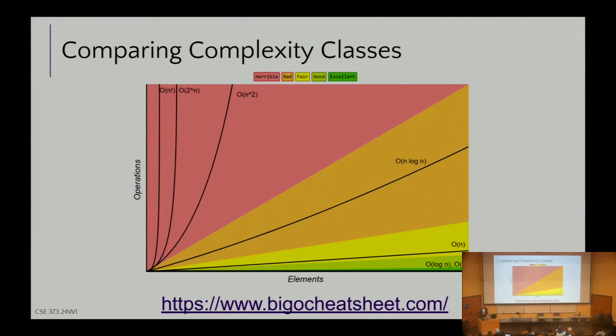An example of O of n factorial is BOGO sort. If you're not familiar, BOGO sort is like taking a deck of cards and throwing them up in the air, gathering them and asking, are they sorted? Nope. Then throwing them up again, gathering them, are they sorted? Nope. And just doing that forever.